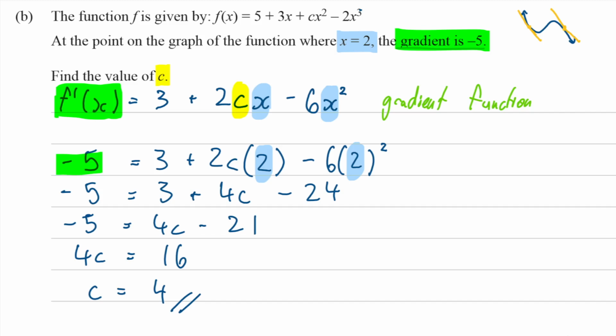So to quickly recap that, we started off by being given a function, however there was this unknown constant. We were given some information about the gradient at a point, so to use that information, we had to find the derivative, and we had to set it equal to negative 5. So if we did both of those things, that is the achieved component. We then also substituted in x equals 2 and solved for c. And if you got that far, that is the merit component.